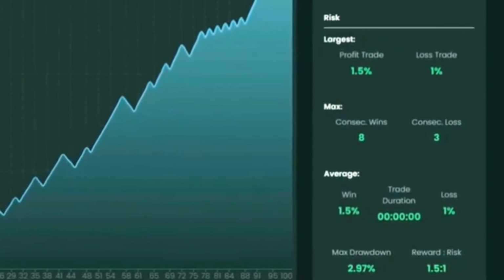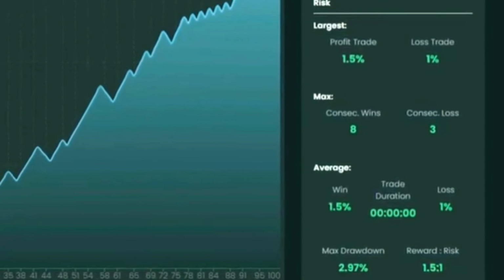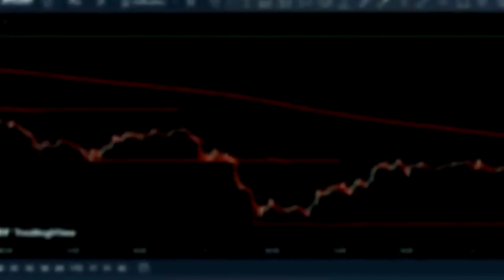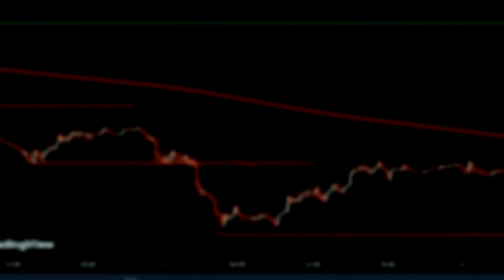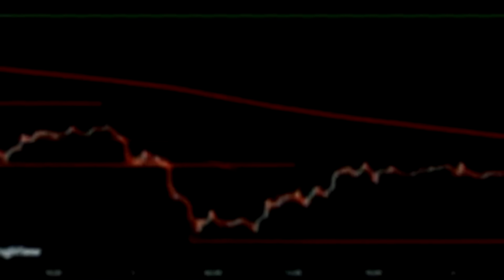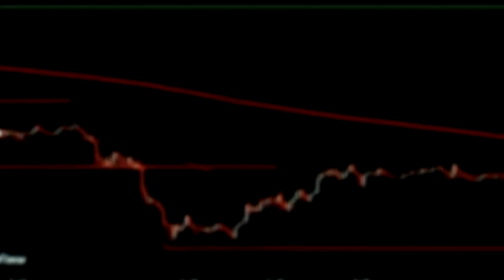Now that you've seen the incredible potential of this strategy, why not give it a shot in your own trading? With dedication, practice, and a dash of luck, you could be the next success story. So go ahead and make your mark on the world of trading.